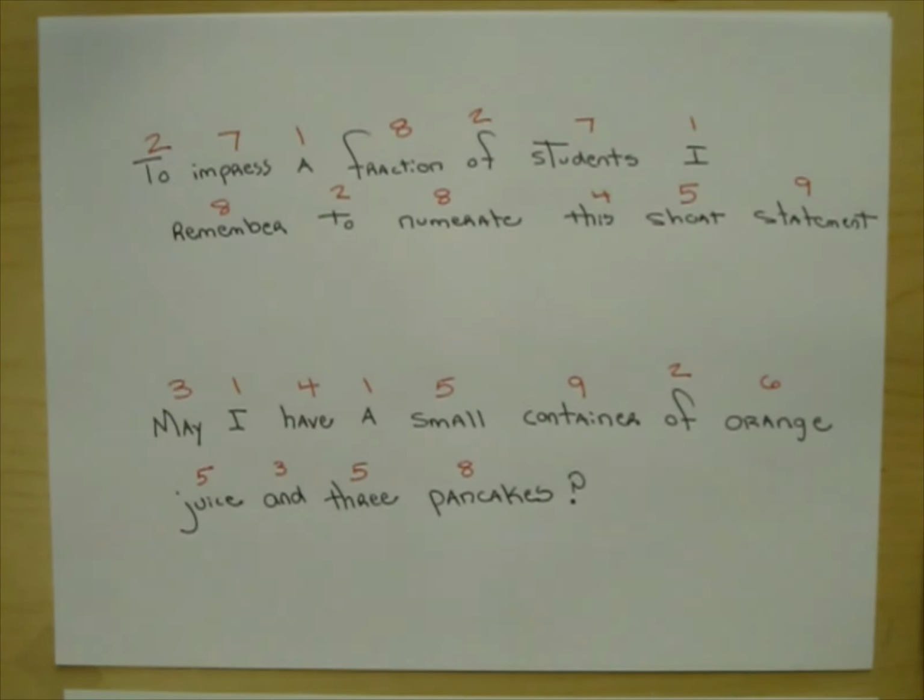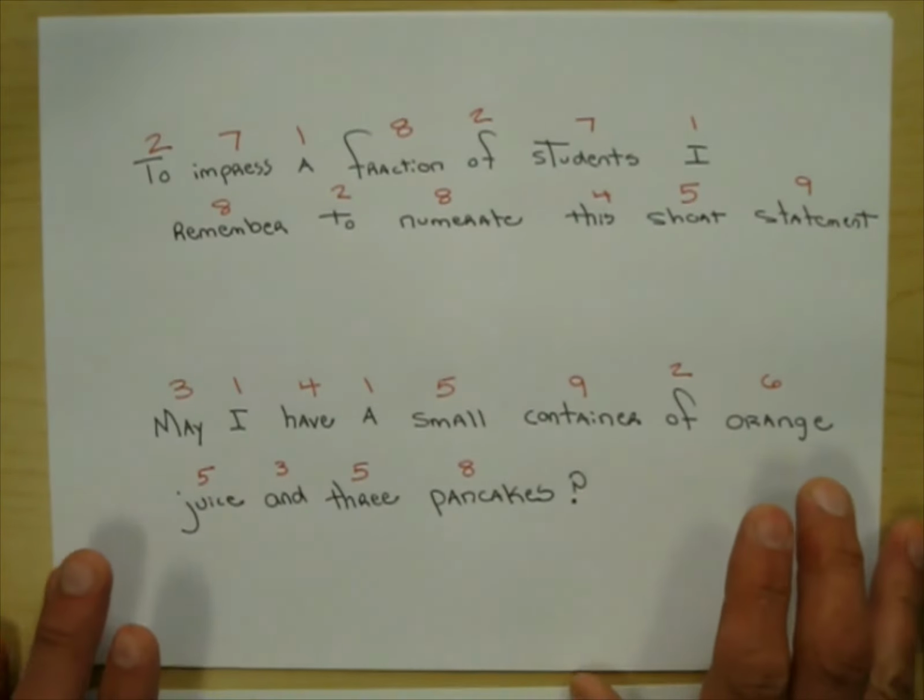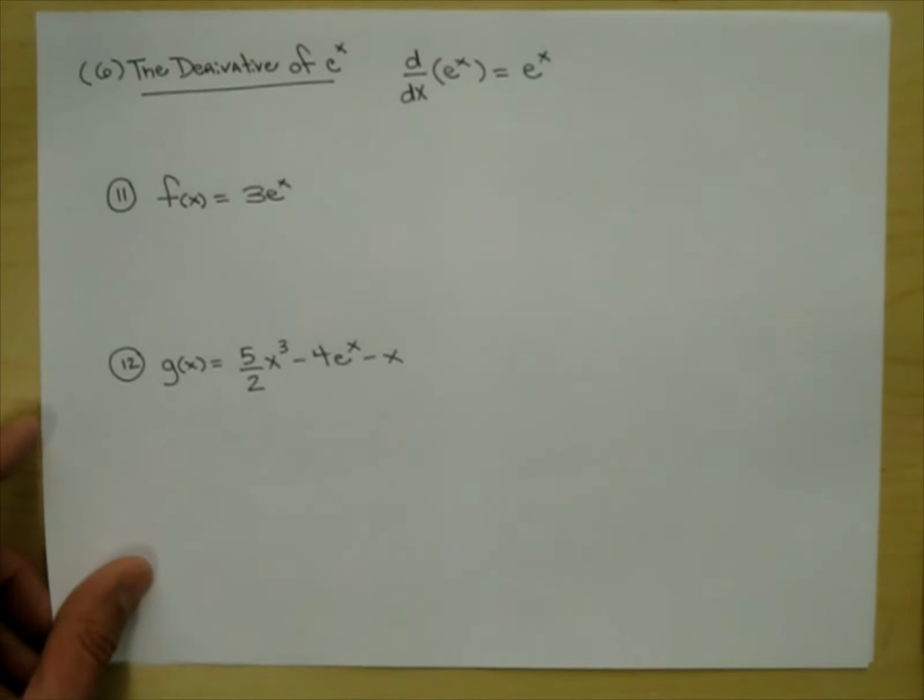In any case, the whole idea of looking at the last rule was to show you that the derivative of e to the x is e to the x. And it's the only function where it's its own derivative.